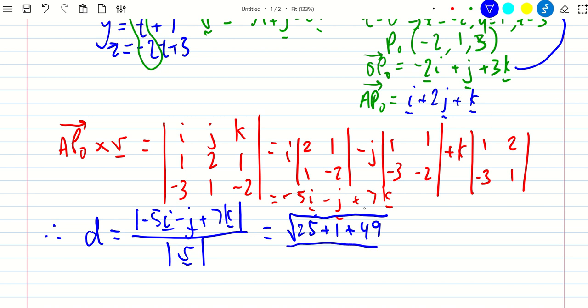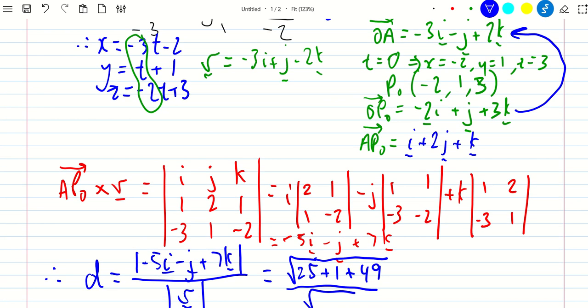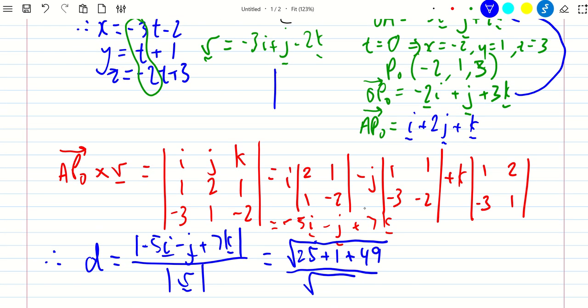On the bottom line, it's the magnitude of V. And V was, where was it? V is right there, up there. That's going to be 9 plus 1 plus 4. Okay, and let's just check that again. So 49 plus 1 is 50, 50 plus 25, so that's going to be root 75 on the top line. On the bottom line, it's going to be root 14.